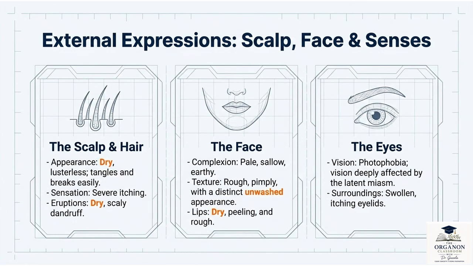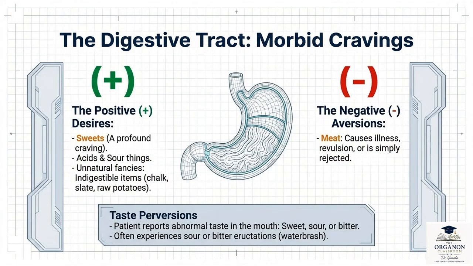The eyes, vision, photophobia, vision deeply affected by the latent miasm, swollen and itching of the eyelids, right? The digestive tract, morbid cravings, the positive desires, the desires for acid, sour things, unnatural fancies, indigestible items like chalk, slate, raw potatoes. Negative, that means the aversions, the meat causes illness, revulsions, or is simply rejected.